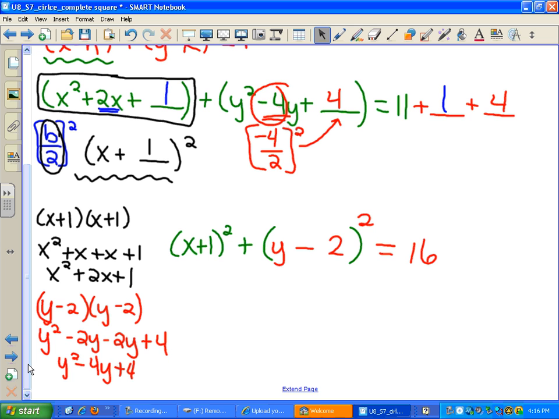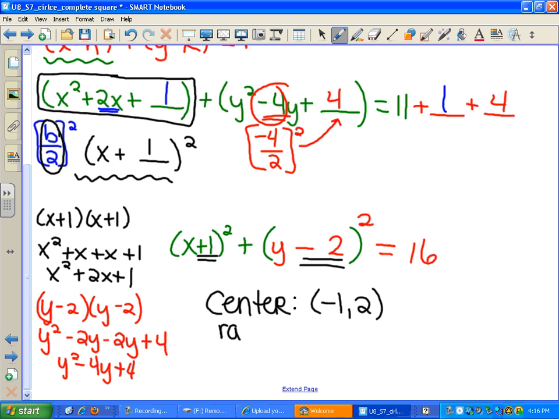Well, now this is in the standard form of a circle. So now that it's in the standard form, I can identify the center. And the center here are those values. And remember, it's minus those values, so opposite of those. So my center is going to be at negative 1, positive 2. And my radius is going to be the square root of 16, which is 4. So there we go. Let's take a look at another one.